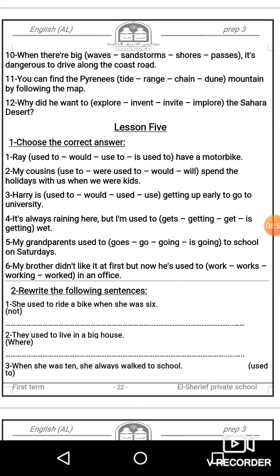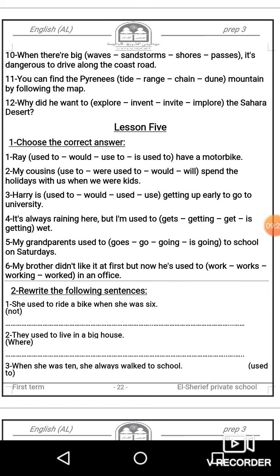Number 3. Harry is used to getting up early to go to university. We have here a gerund, getting up. Number 4. It's always raining here, but I am used to getting wet.